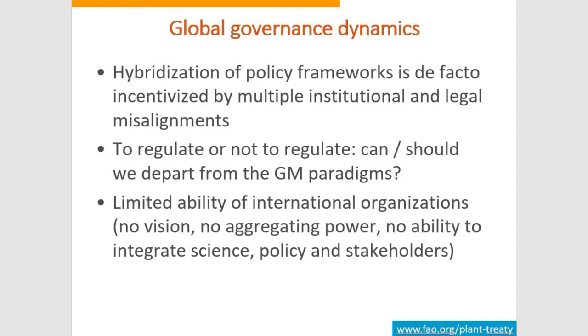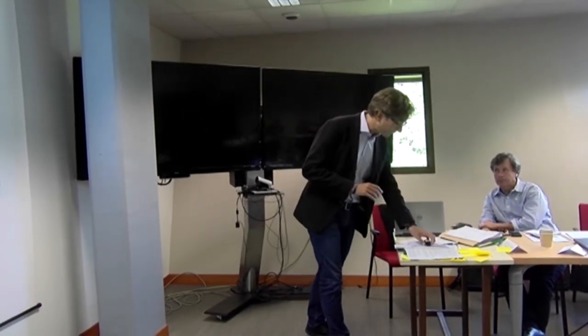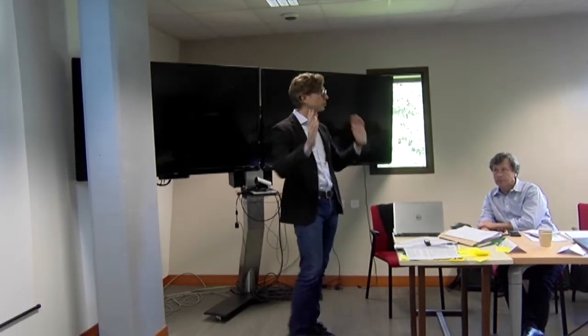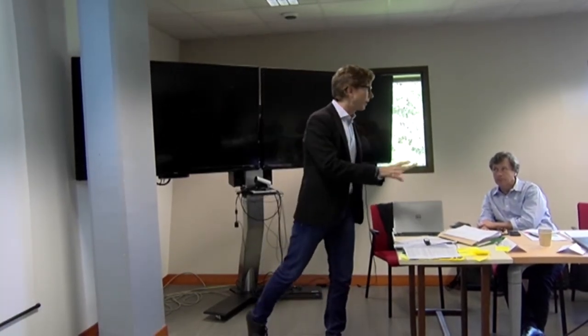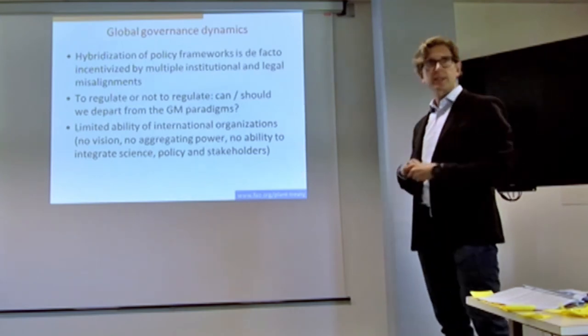Trade has partially addressed the environment, unsuccessfully. Environment is trying to address the intellectual property aspects. Agriculture has done a little bit of both in a very inefficient way. This has basically produced a certain hybridization of policy framework. If I have to examine the global settings of intellectual property, I'll start from TRIPS, but then I need to look at the CBD.